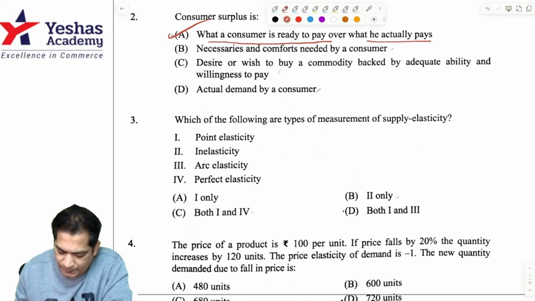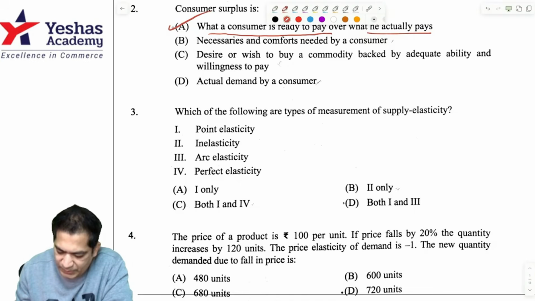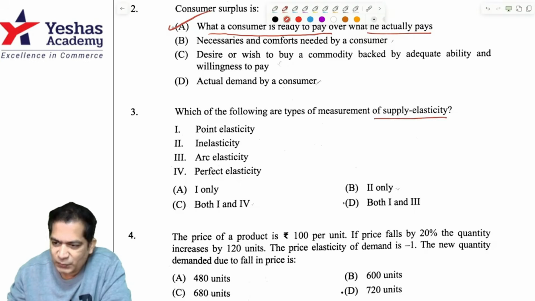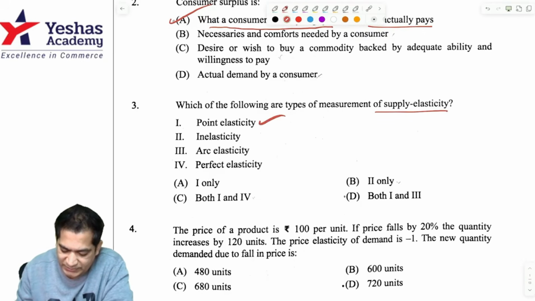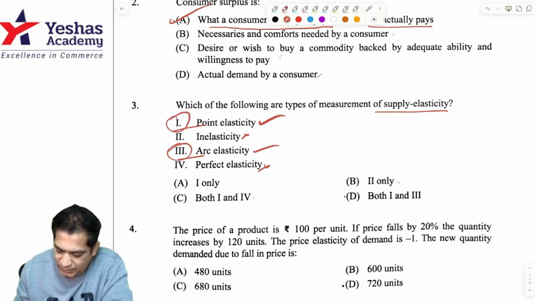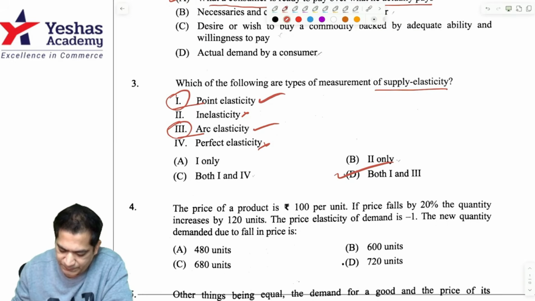Alright, then which of the following are types of measurement of supply elasticity? It means they're asking you which are the following methods of measuring elasticity of supply. So of course point elasticity is there. Inelasticity is not a method, it's a degree of elasticity. Perfect elasticity is the same. So the answer will be point elasticity and arc elasticity, that is both 1 and 3. So D is the answer.